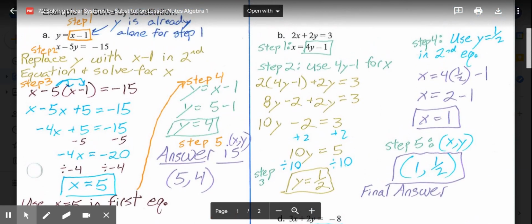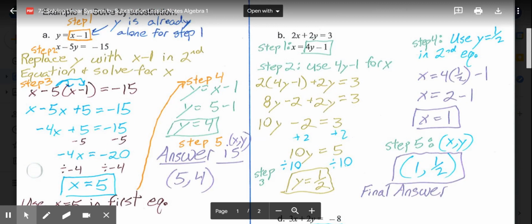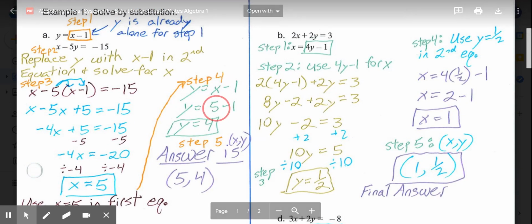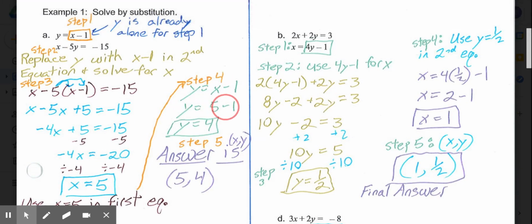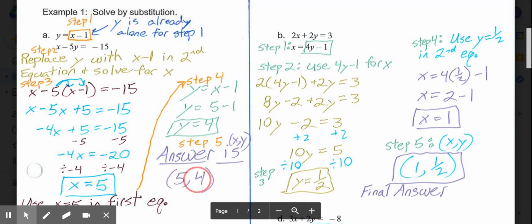So that first equation was y equals x minus 1. Well, now that we know x equals 5, we replace the x with the 5. So y equals 5 minus 1, meaning y equals 4. So for our final step, we're taking x and y and writing them as an ordered pair. Always goes x comma y. So our answer to this system of equations would be the ordered pair 5, 4.